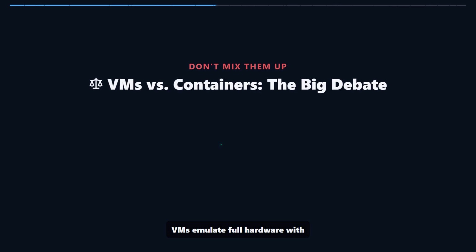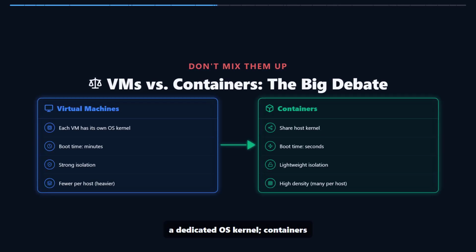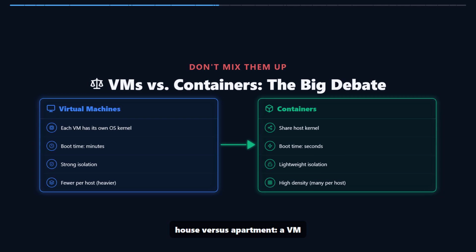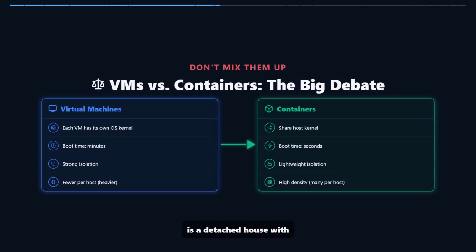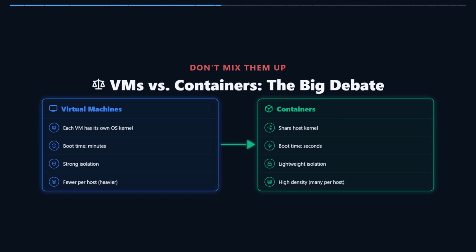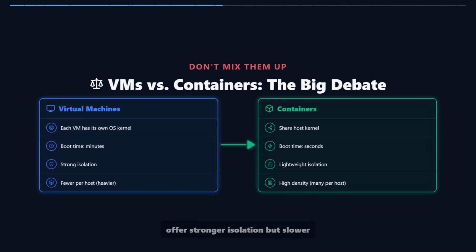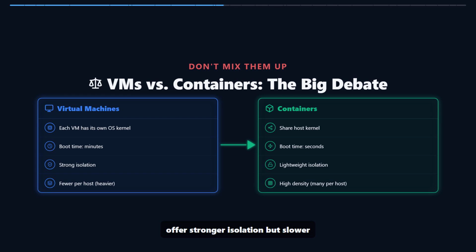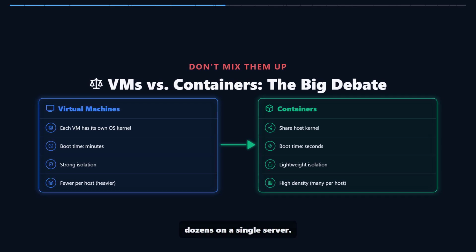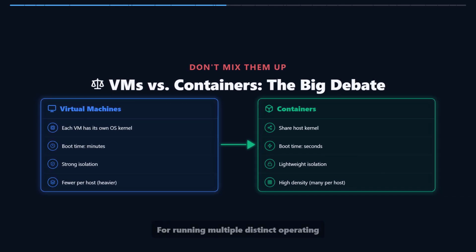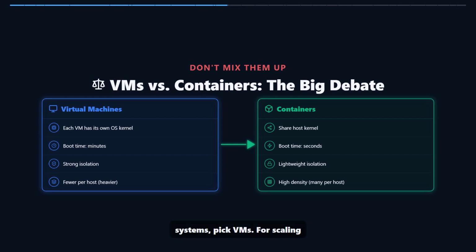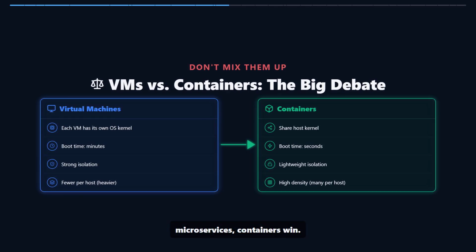VMs emulate full hardware with a dedicated OS kernel. Containers share the host kernel. Think house versus apartment. A VM is a detached house with its own plumbing. A container is an apartment sharing the building's utilities. That means VMs offer stronger isolation, but slower boot times. Containers start in seconds and let you pack dozens on a single server. For running multiple distinct operating systems, pick VMs. For scaling microservices, containers win.